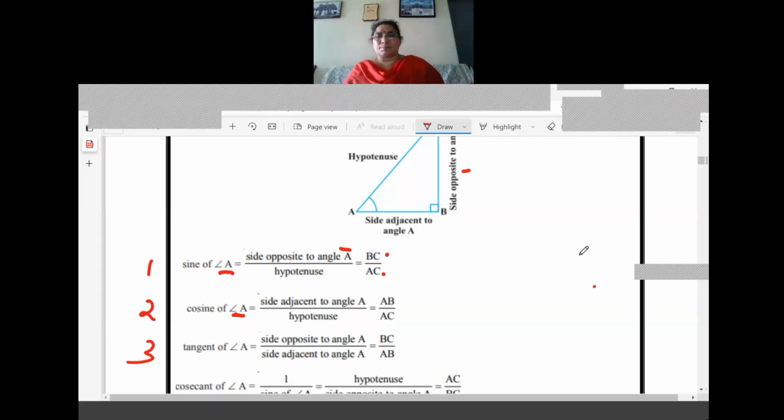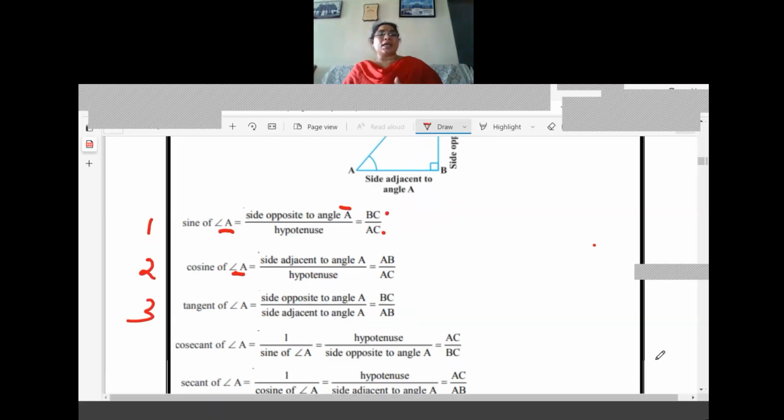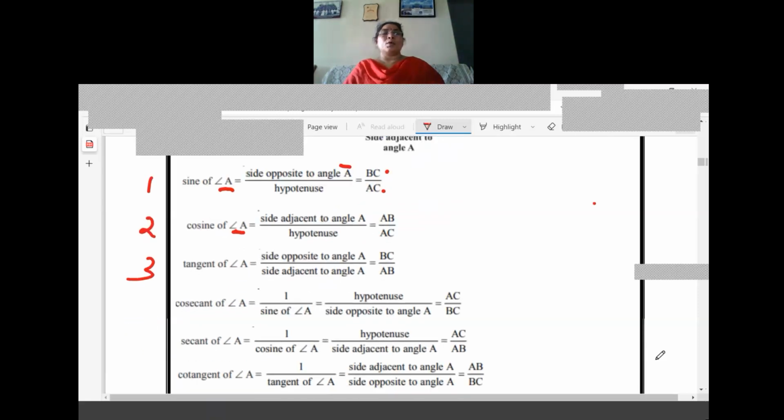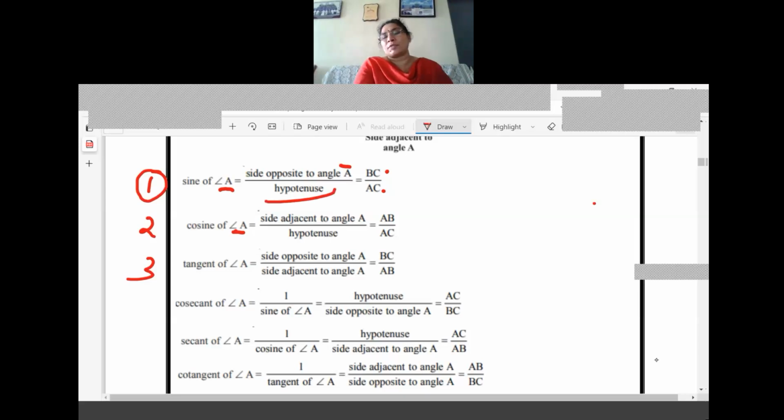Now the next name, don't confuse about the names. Listen first, then we can learn easily. Cosecant of angle A. Cosecant of angle A means 1 by sine, the reciprocal of the first. If it is the reciprocal, we take hypotenuse in the numerator and the opposite side in the denominator. So what is the answer? We are getting AC by BC with respect to the diagram.